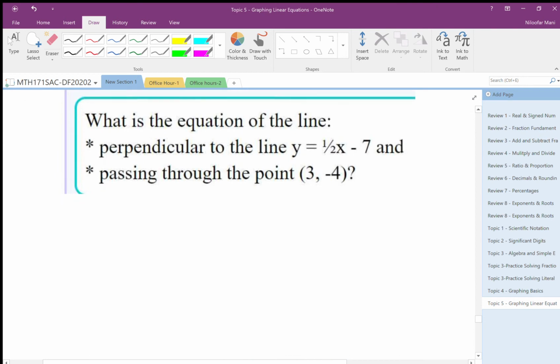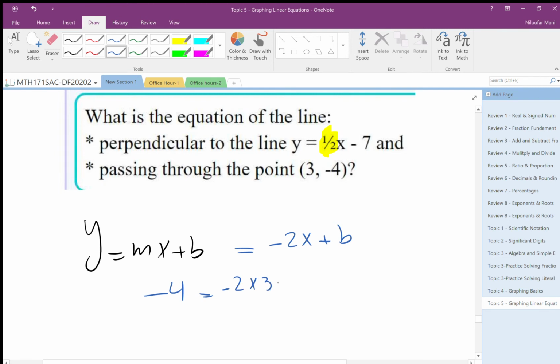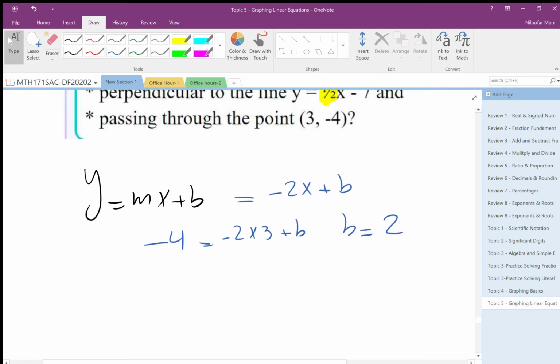So they are the same. What is the equation of the line perpendicular to this line and passing through this point? You have to say what you are looking for: y equals mx plus b. So you have to find m. For m, you do the negative reciprocal. So it is -2x plus b. Then -4 equals -2 times 3 plus b, and b is 2. So it is y equals -2x plus 2.